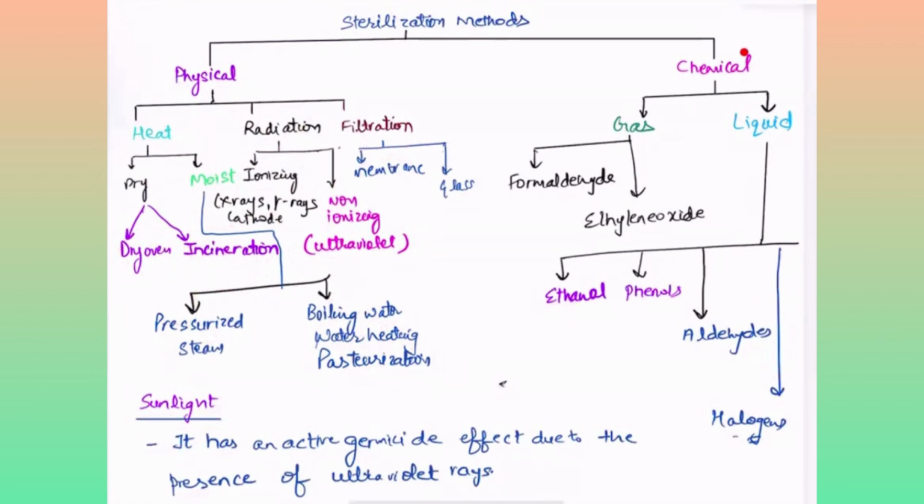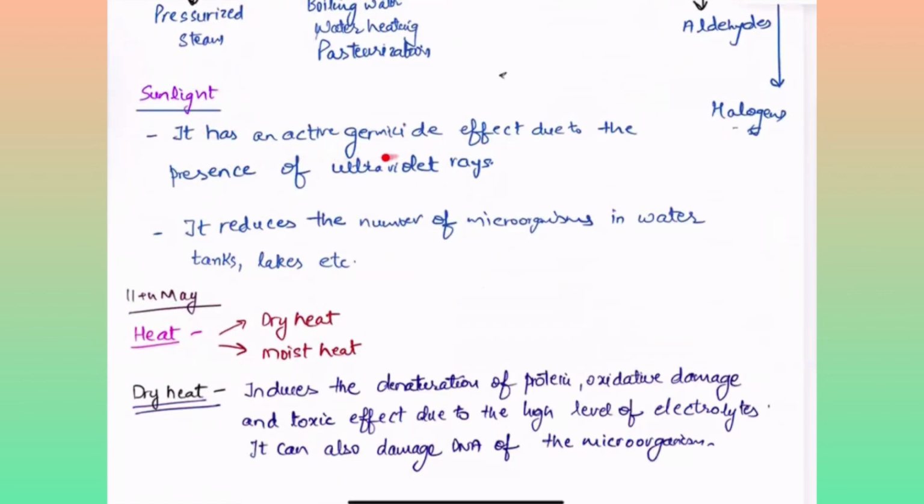The chemical methods include gas and liquid. Under gas comes formaldehyde and ethylene oxide, and under liquid comes ethanol, phenols, aldehydes, and halogens. Sunlight has an active germicide effect due to the presence of ultraviolet rays. It reduces the number of microorganisms in water, tanks, lakes, etc.